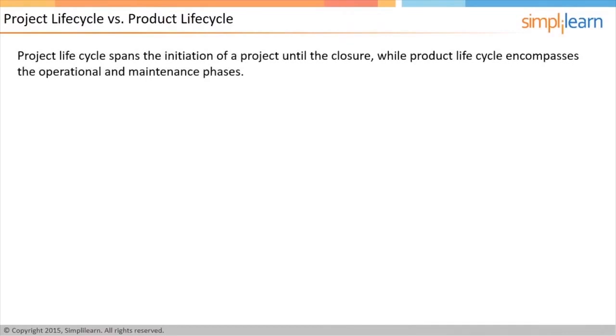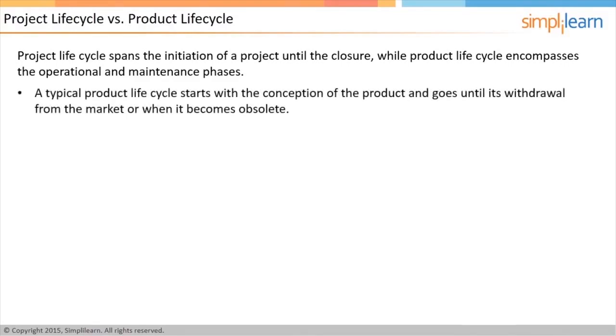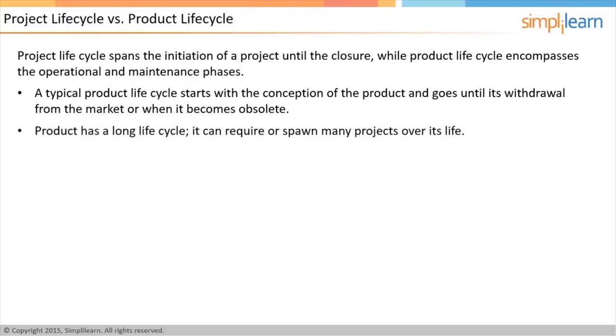Project lifecycle spans the initiation of a project until the closure of the project. The product lifecycle, on the other hand, also encompasses the operational and maintenance phases. A typical product lifecycle starts with conception of the product and goes until its withdrawal from the market. The withdrawal might be because it becomes obsolete, or there is no further need for the product in the market. A product has a long life cycle. A product can require or spawn many projects over its life.